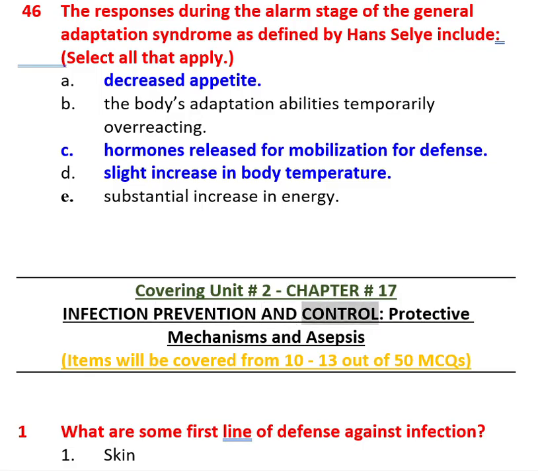Covering Unit Number 2, Chapter Number 17. Infection Prevention and Control, Protective Mechanisms and Asepsis.